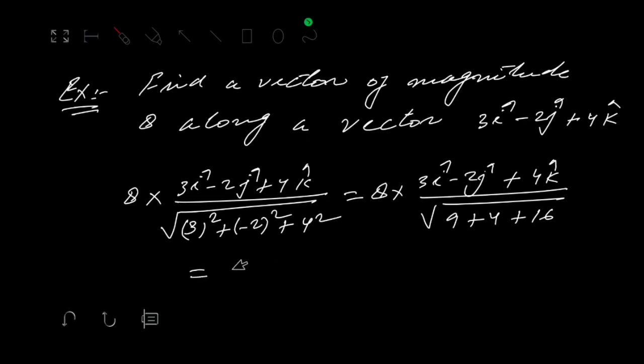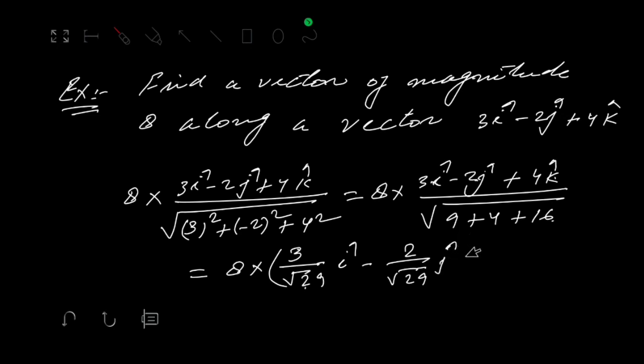That is equal to 8 multiplied by 3 upon under root 29, as the sum of 16, 4 and 9 will be 29. So 3 upon under root 29 will divide each and every term of this vector. So that will be written as 3 upon under root 29 i cap minus 2 upon under root 29 j cap plus 4 upon under root 29 k cap.